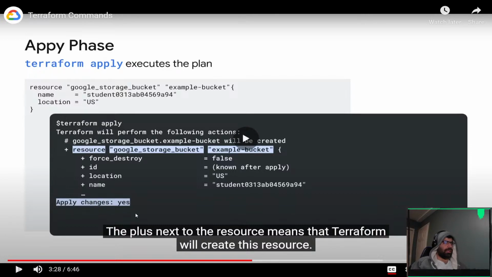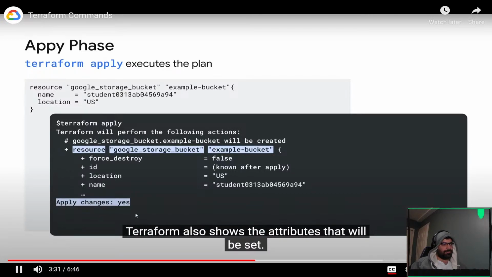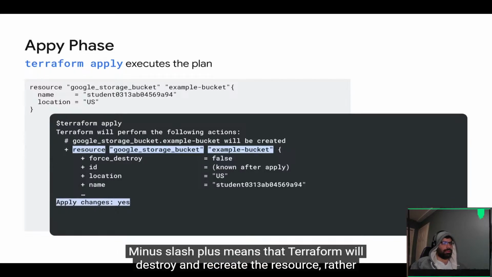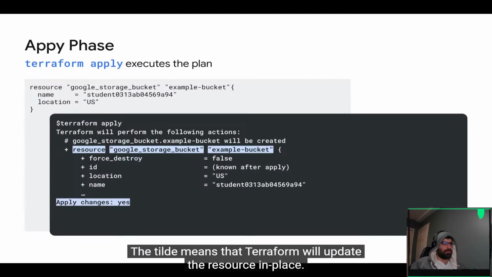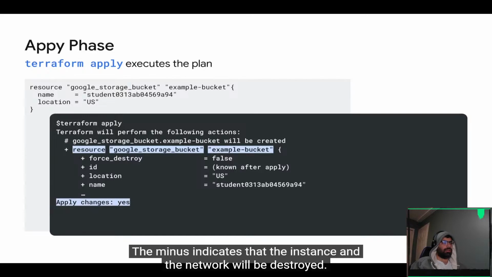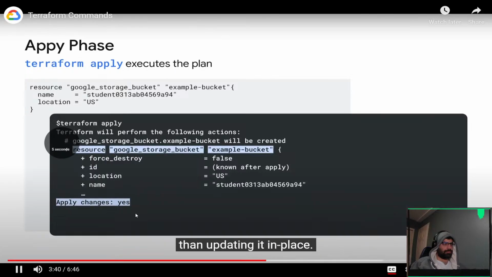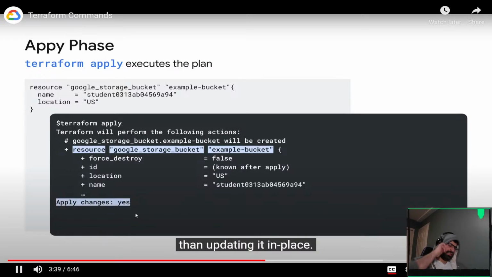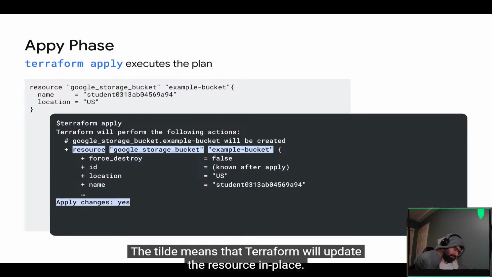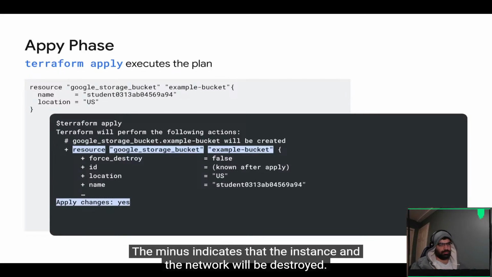I see. So I think there will be a negative too. Terraform also shows the attributes that will be set. -/+ means that Terraform will destroy and create the infrastructure rather than updating it in place. The tilde means that Terraform will update the resource in place. The minus indicates that the instance and the network will be destroyed.